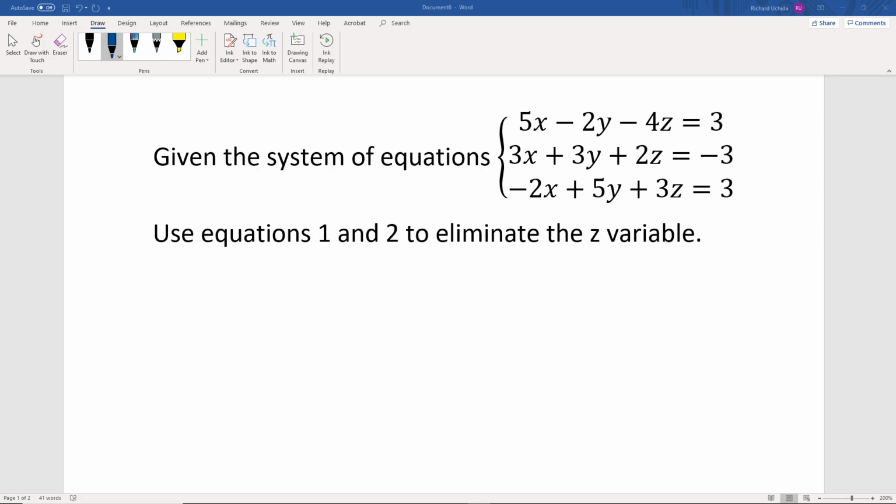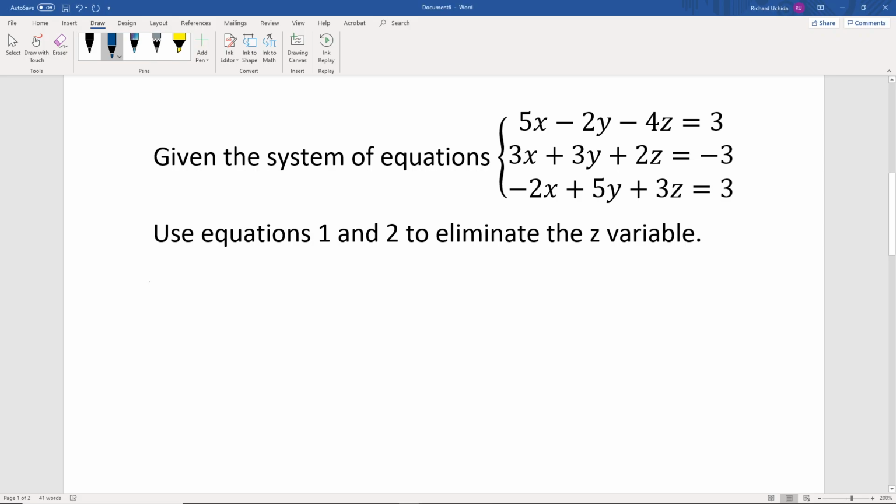So looking at these two equations, equation 1 and 2, and we want to eliminate the variable z. Looking at the first equation, the z term is negative 4z. For the second equation, the z term is 2z. So if I want to eliminate the z when I combine the two equations, what I would do is multiply the second equation by 2.